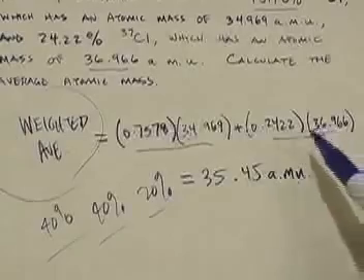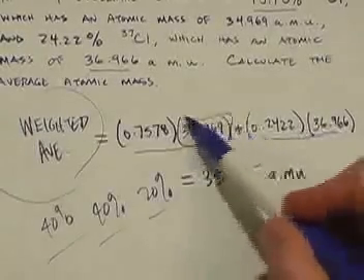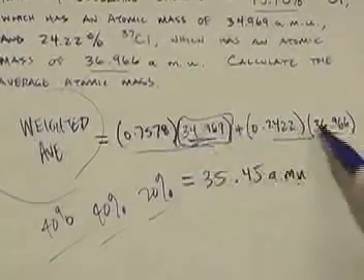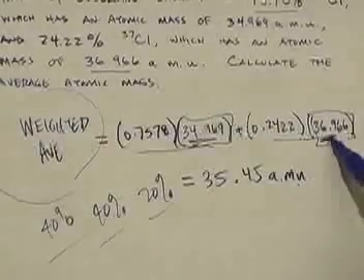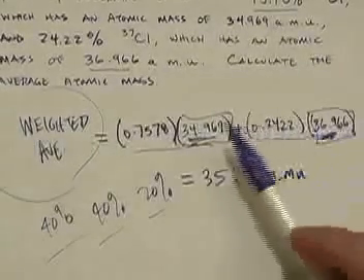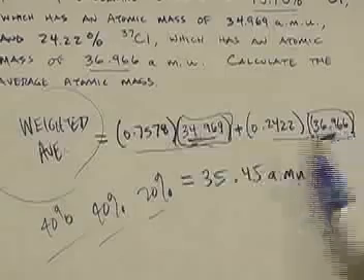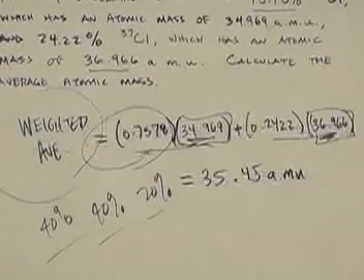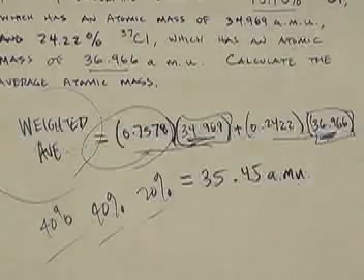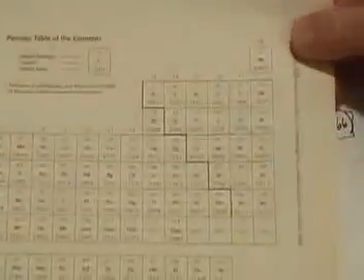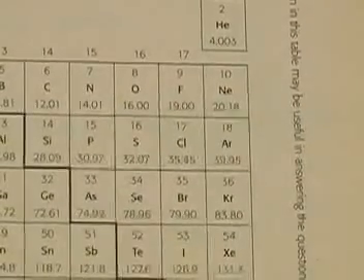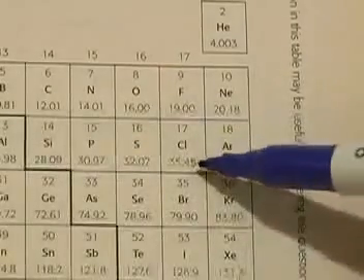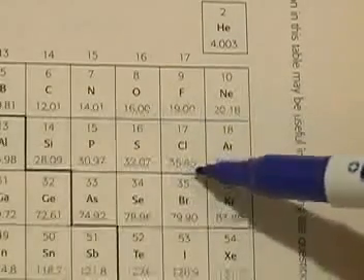Notice that it should be somewhere between about 35 and about 37. As a matter of fact, it's closer to 35 than it is to 37, because 75% of it is closest to 35. If you look on the periodic table and zoom in on the element chlorine, which is in the upper right-hand corner in a group known as the halogens that we'll find out in just a little bit, notice the average atomic mass of chlorine is listed as 35.45.